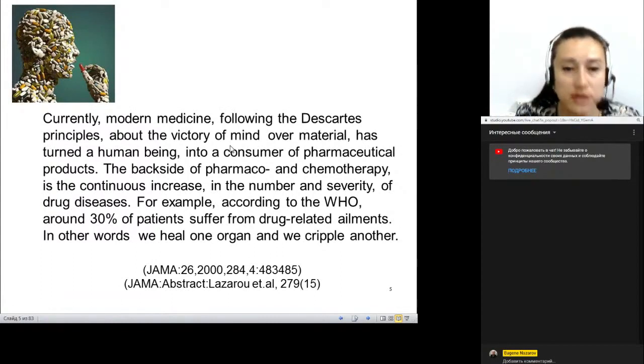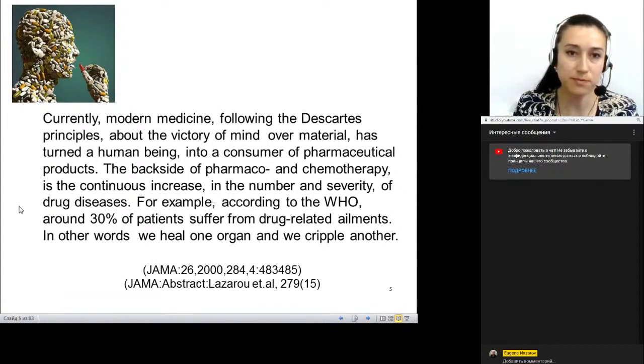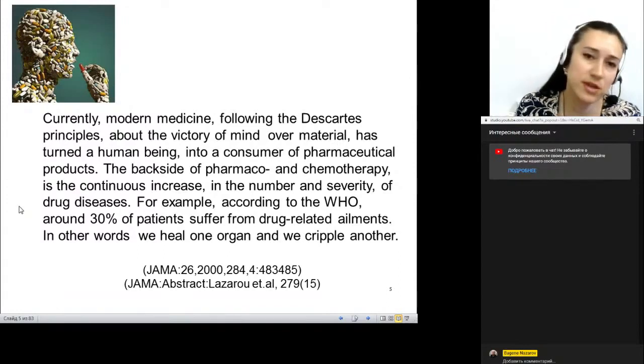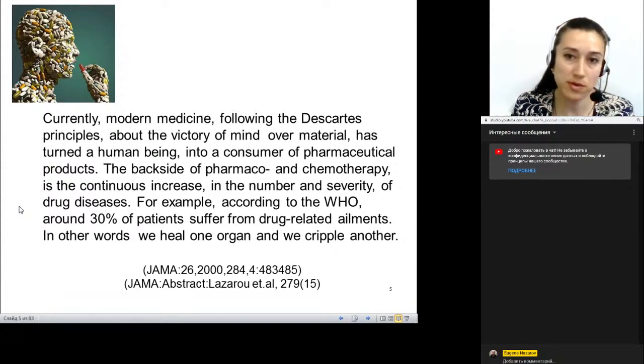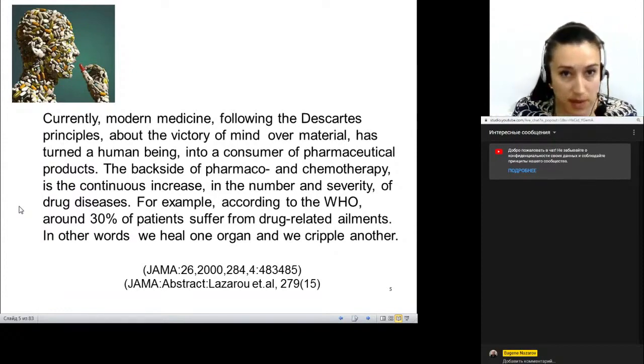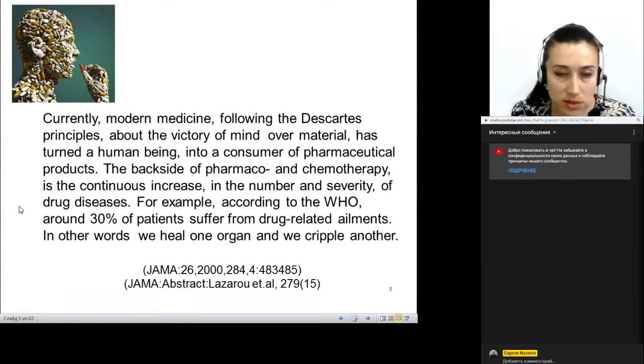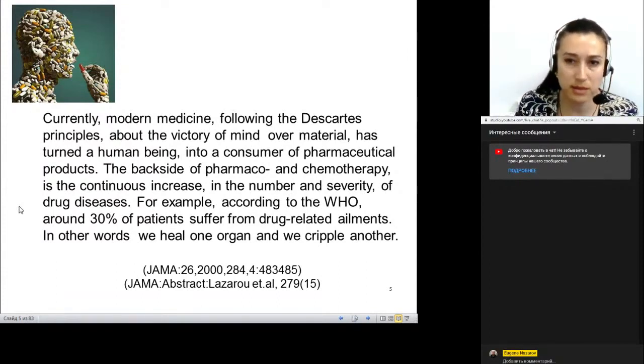Currently, modern medicine, following Descartes' principles about the victory of mind over material, has turned a human being into a consumer of pharmaceutical products. The backside of pharmaco- and chemotherapy is a continuous increase in the number and severity of drug diseases. For example, according to the World Health Organization, around 30% of patients suffer from drug-related ailments. In other words, we heal one organ and we cripple another.